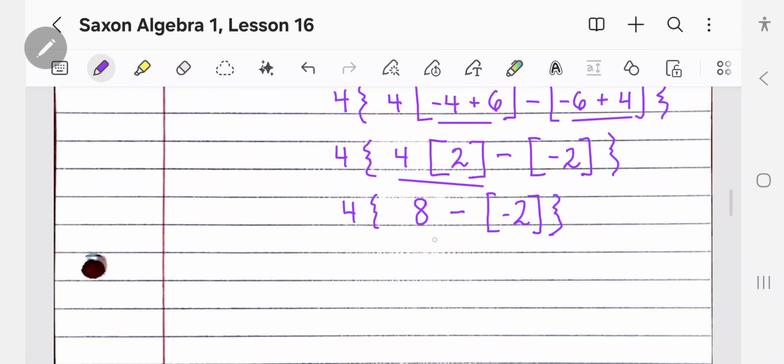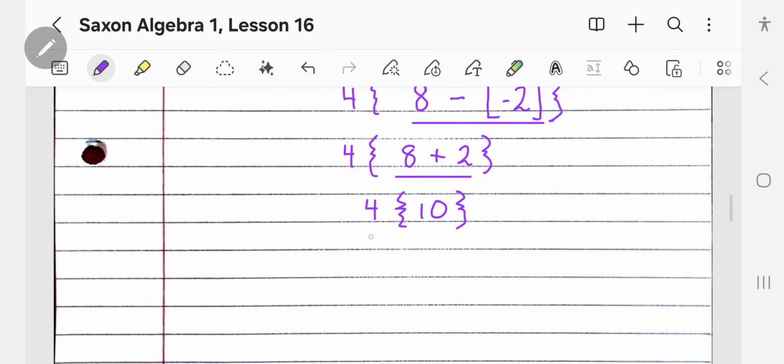Okay, now inside the grouping symbols again, I can do this. That is 8 plus the opposite of -2, which would be a +2. I can combine these. And then I can multiply here. And your answer is 40.